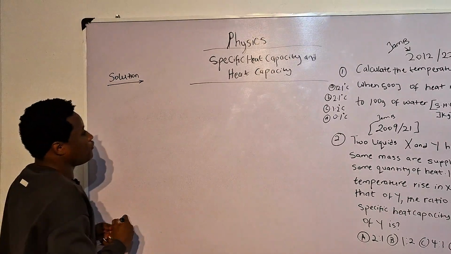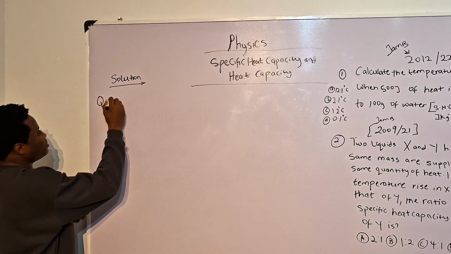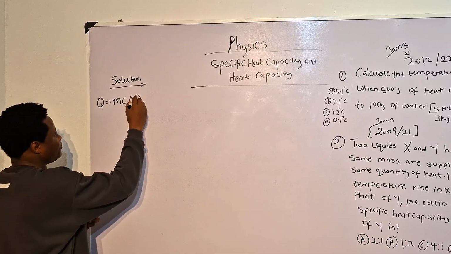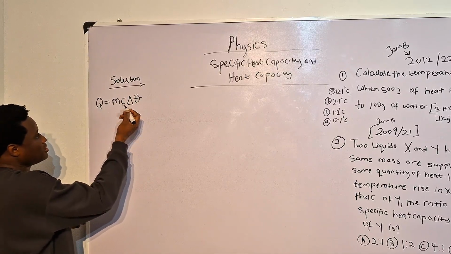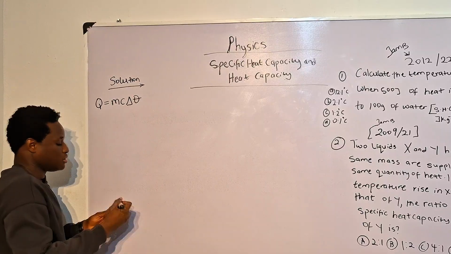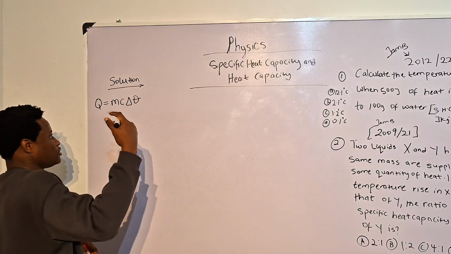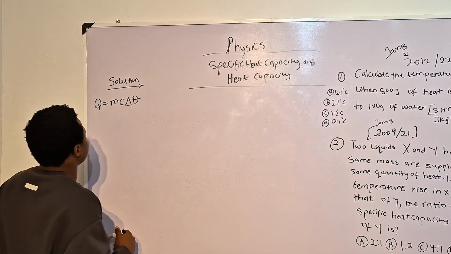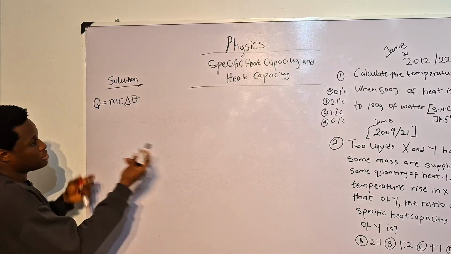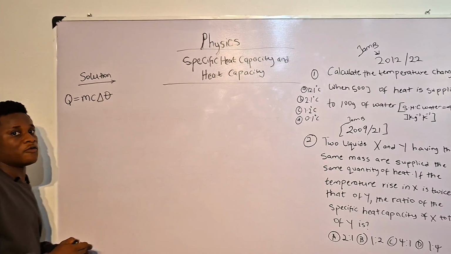we all know the formula for quantity of heat. We say that quantity of heat is equal to mass times specific heat capacity times change in temperature: Q = mcΔT. The quantity of heat is the amount of heat required to raise the temperature of a substance. And here, the substance we're talking about is water because they gave us the specific heat capacity of water.